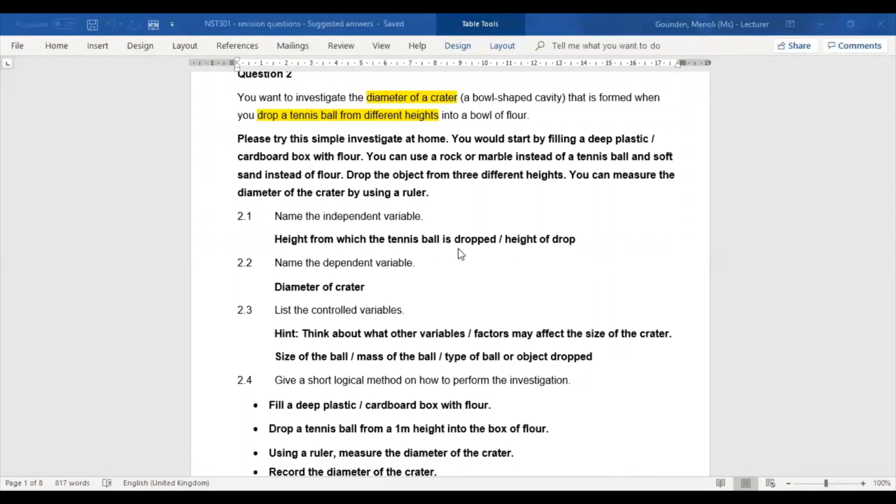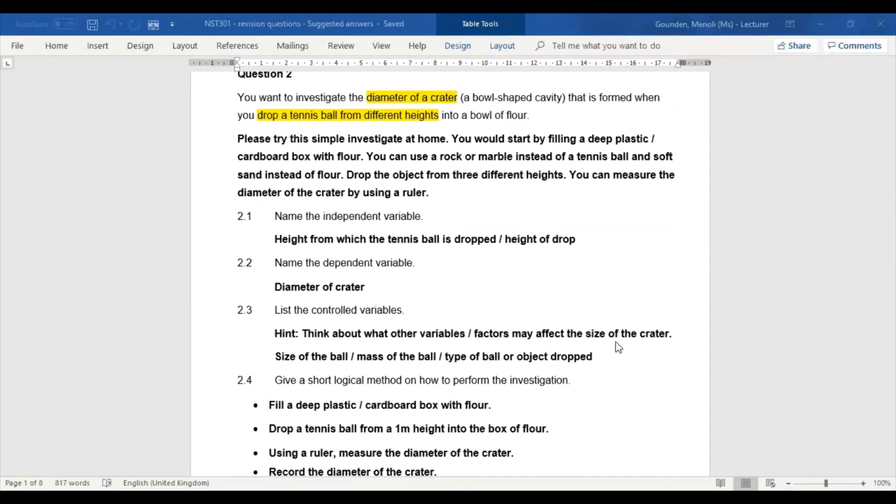Okay, so going on to 2.3, you are now asked to list the control variables. Another way you could be asked this in your online test on Monday is, how can we make this test fair? So the only way we can have an investigation or a test that is fair is if we have the control variables all being kept the same. Here, a hint that I gave you, if you did manage to do these questions, was to think about what other variables or factors may affect the size of this crater that is formed.